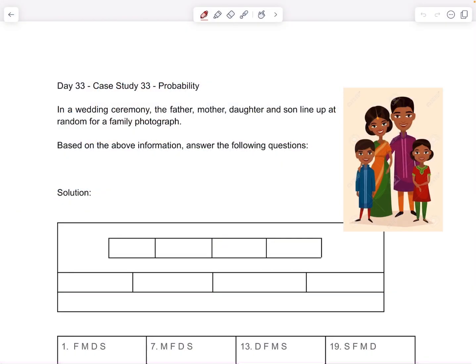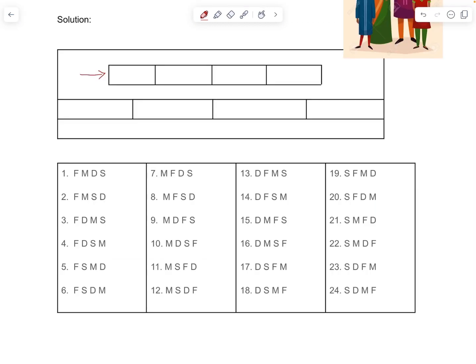The question goes like this. In a wedding ceremony, the father, mother, daughter, and son line up at random for a family photograph. Based on the above information, answer the following questions. For taking a family photograph, father, mother, son, and daughter have to stand in some order. Now let's assume this is the first position, the second position, third position, and fourth position.